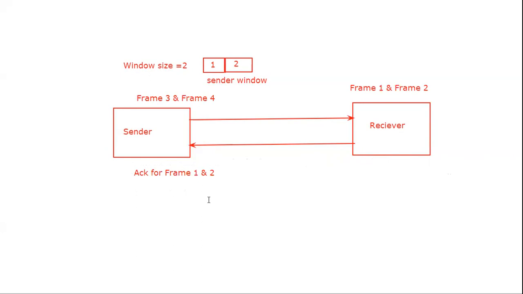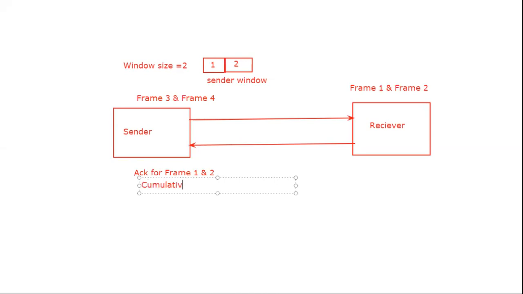So in order to overcome the problem of the stop and wait protocol, where you can send only 1 frame at a time, in the sliding window protocol you can send more than 1 frame, but it all depends on your window size. If the window size is 2, as in the example shown here, you can send 2 frames at a time. So 2 frames are sent from sender to receiver. The receiver will receive them and then send an acknowledgement. A single acknowledgement will be sent. A single acknowledgement for 2 frames is called a cumulative acknowledgement.